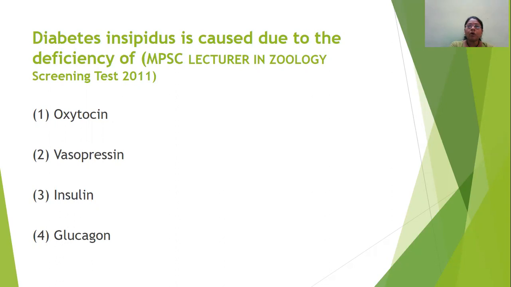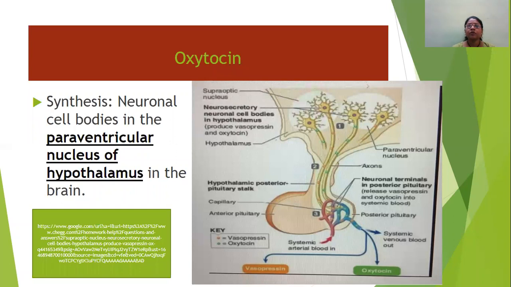Then all the details of other hormones. So you will get the idea of other hormones also along with the answer of this question. So let's start. So question is, diabetes insipidus is caused due to the deficiency of oxytocin, vasopressin, insulin or glucagon. So the first hormone is oxytocin.